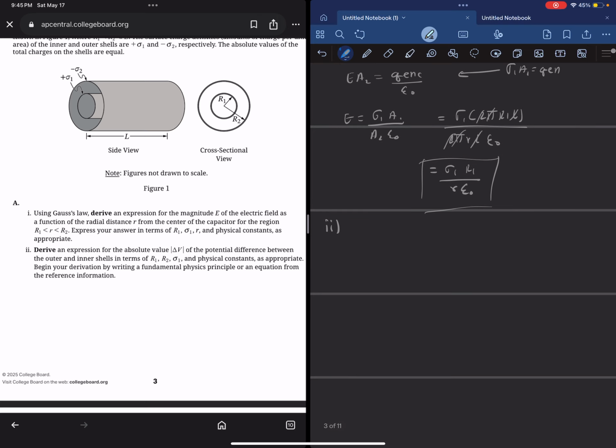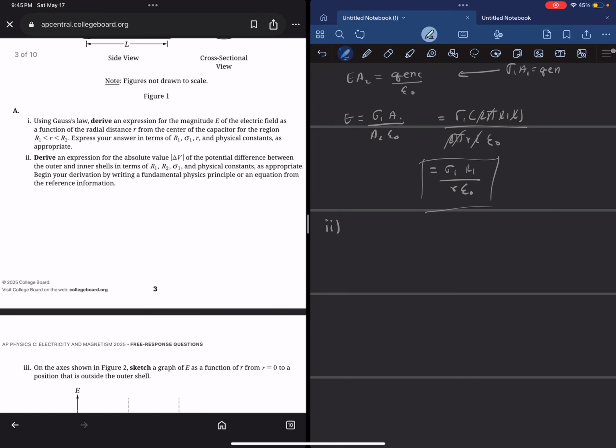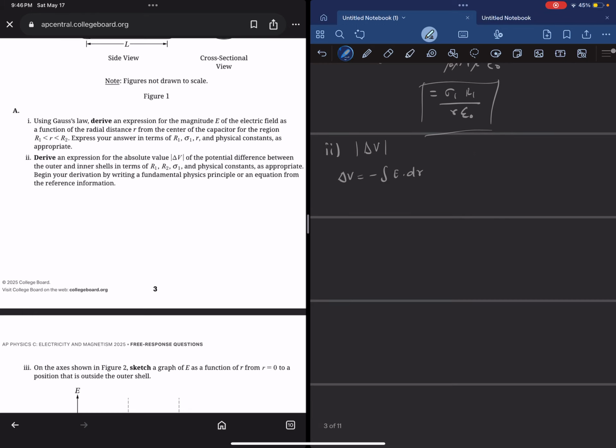And then part 2. Derive an expression for the absolute value of the potential. We know the potential is the negative integral of E dot dr, between R1 and R less than R2. So we're going to sub in this equation for the electric field. The change in potential equals the negative integral of sigma 1 R1 over R epsilon sub 0 dr.